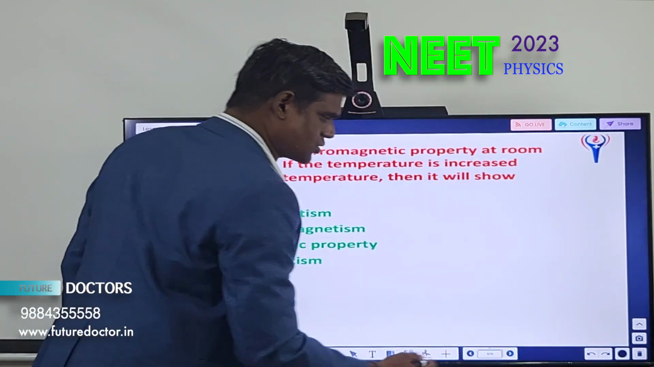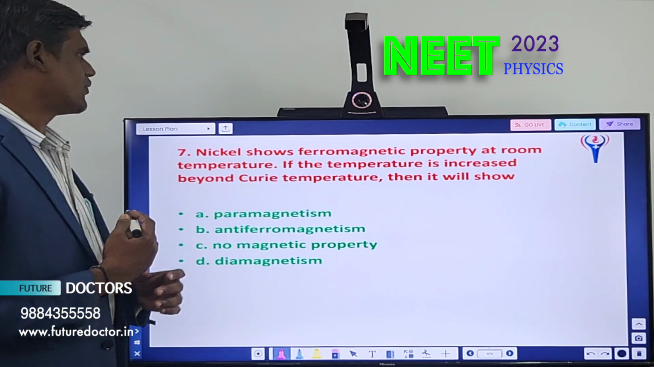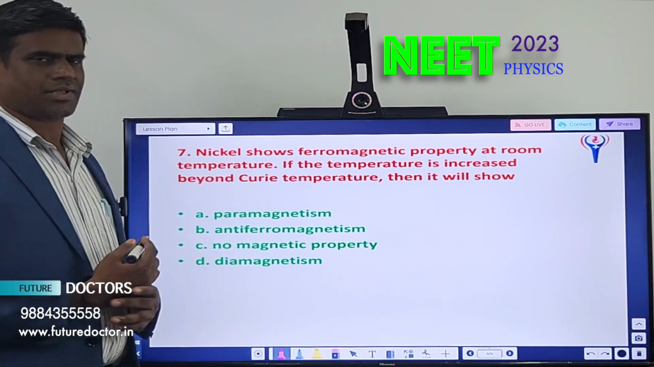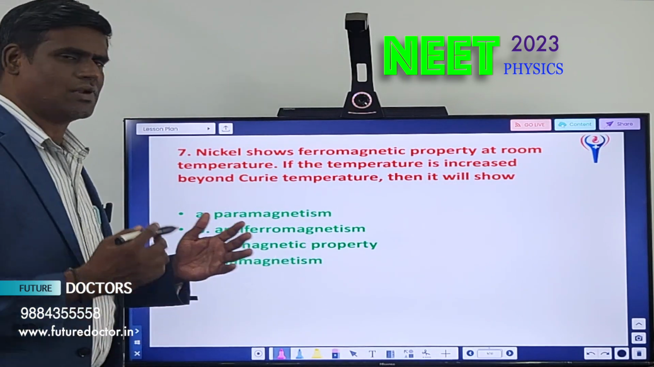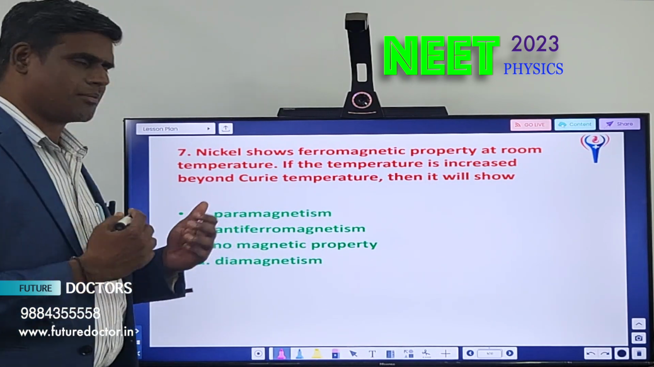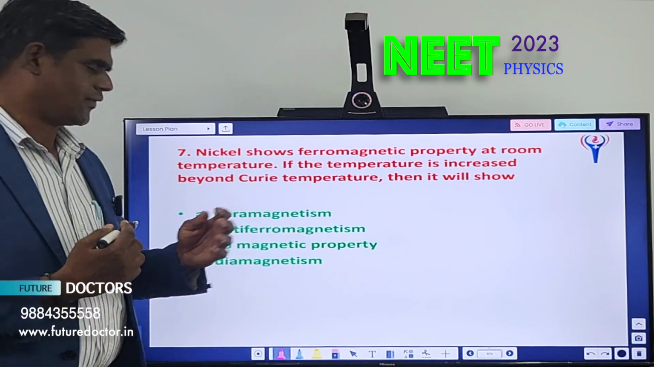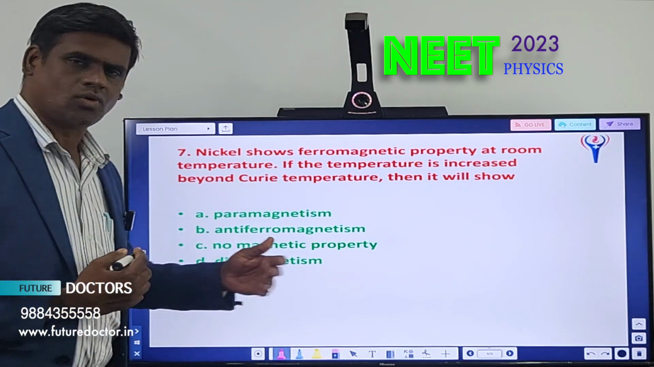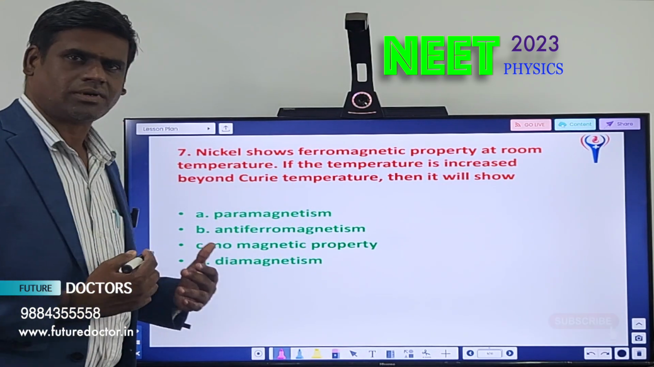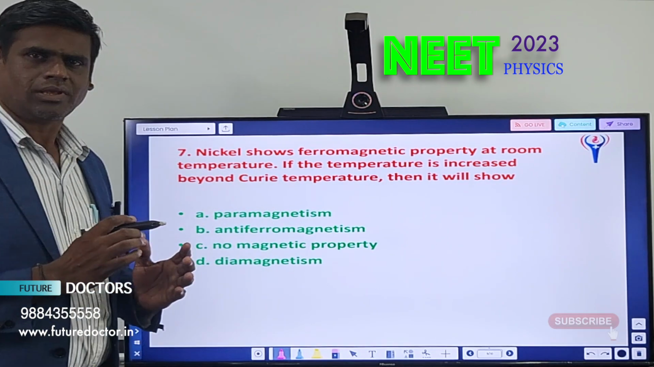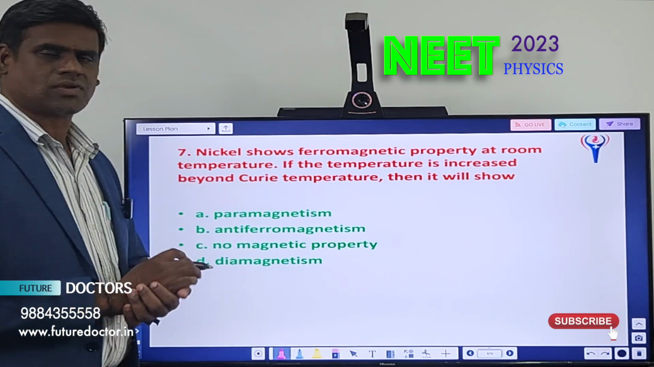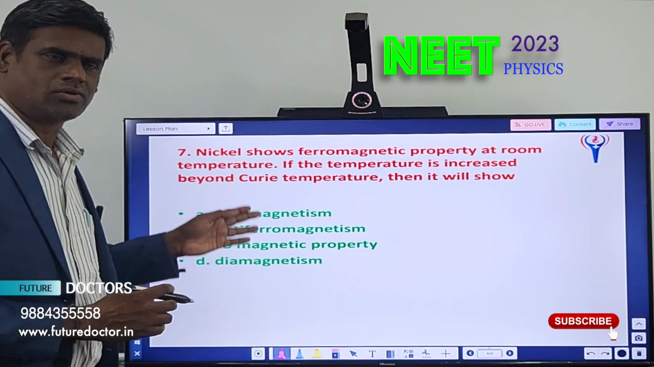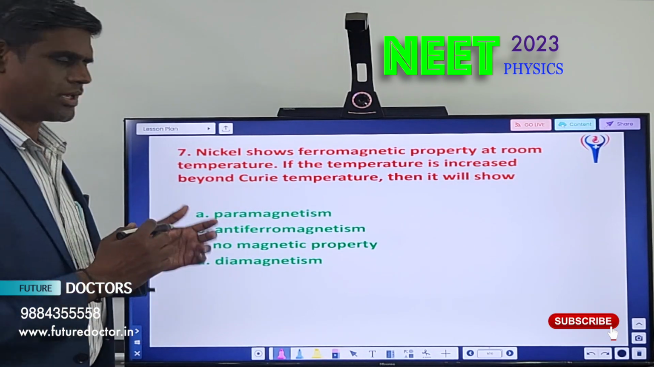Let's move to the last question, the 7th question. Nickel shows ferromagnetic property at room temperature. If the temperature is increased beyond Curie temperature, then it will show dash. A option, paramagnetism. B option, antiferromagnetism. C option, no magnetic property. D option, diamagnetism. Here you should know the definition or meaning of Curie temperature. And by knowing the definition of Curie temperature, you are able to find the answer for this question.